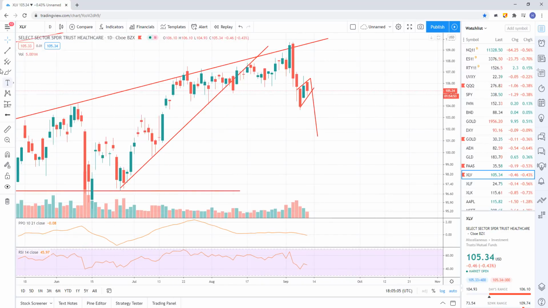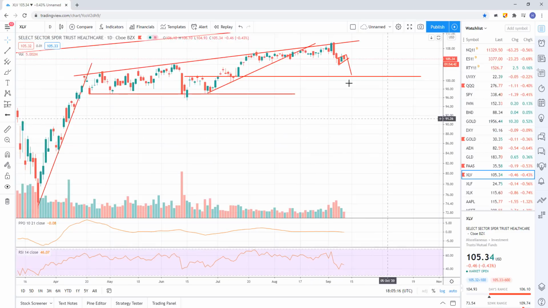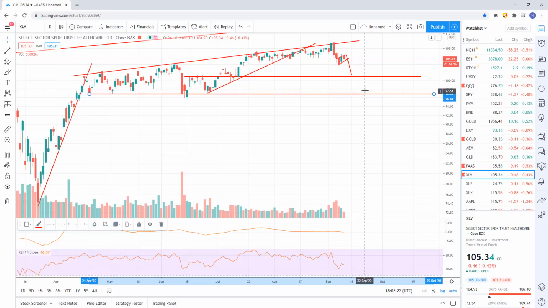Depending on when we break down, maybe it's a projected level of something like that. So maybe it's going to put us in the vicinity of this candle right there, somewhere right in there around 101. Somewhere right in there, I think, is where the next move down is going to be. Then maybe we'll consolidate. But ultimately, I think we're heading down to this 97 area here on XLV.